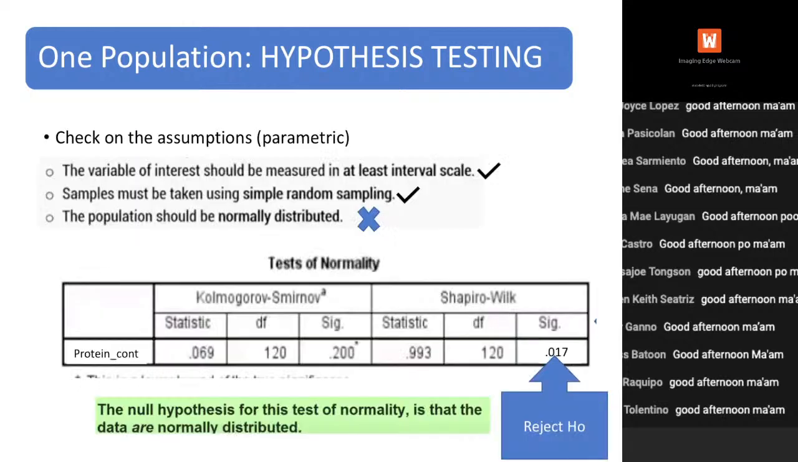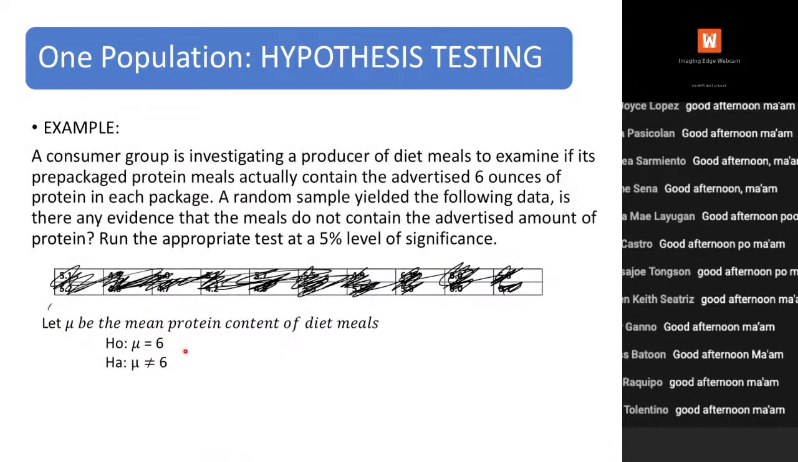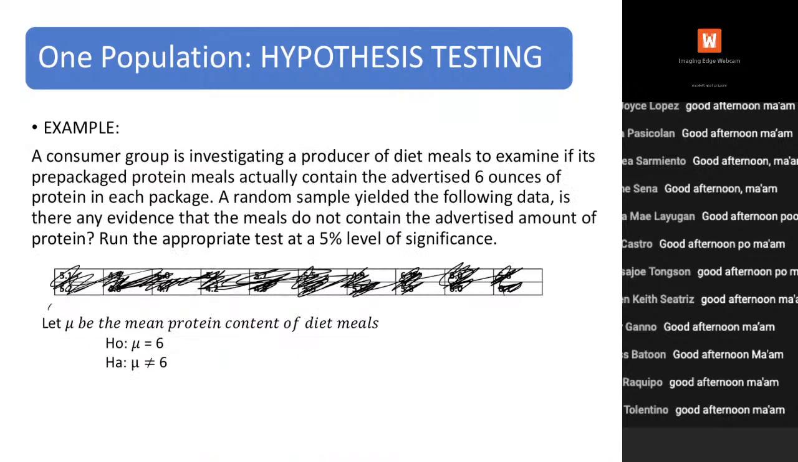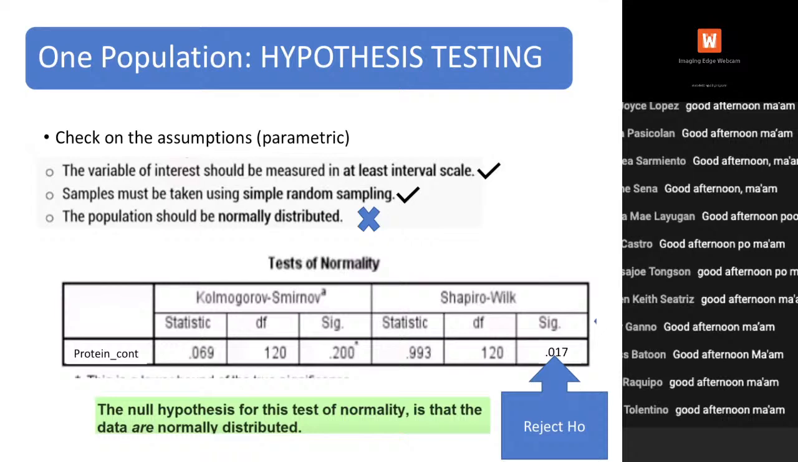Okay? The variable of interest, is it measured in the interval scale? At least quantitative siya? Okay, quantitative naman. 6 ounces. Next, the data in the sample are taken using simple random sampling? Meron bang ebidensya din sa given? Yes, random sample. Okay? Second assumption is satisfied. How about number 3? Population should be normally distributed.